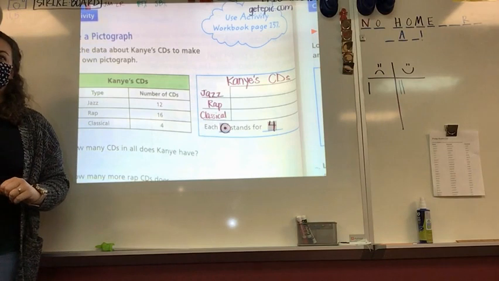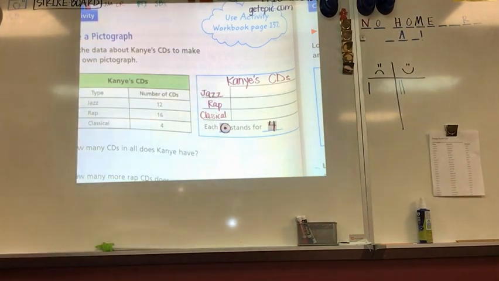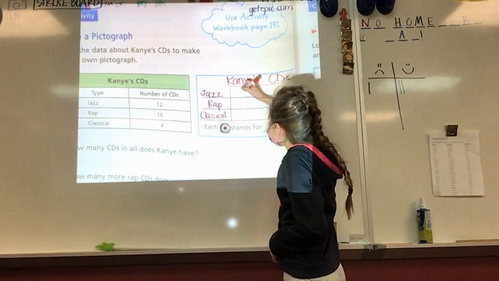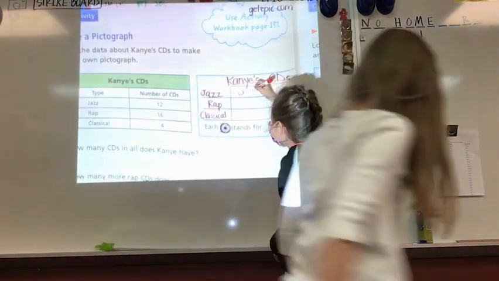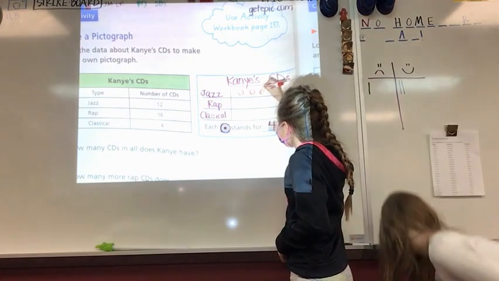Olivia, go ahead and come draw 3 jazz CDs up here for me to represent that data. Can we just write circles? You would do it the way that we made our pictograph. Oh, so you just have to do a circle with a dot in the middle. She's probably gonna add the dot.